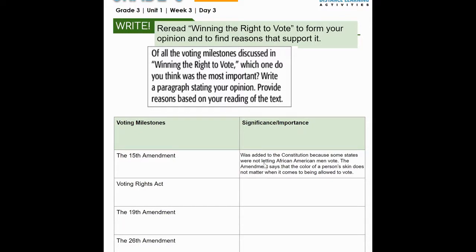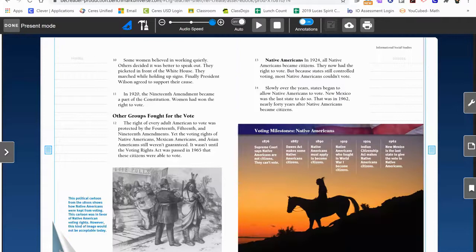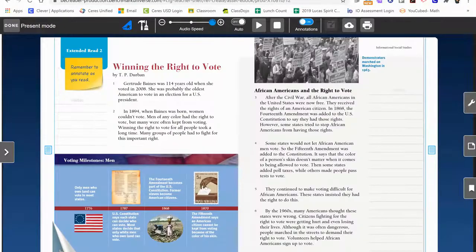So I did the first one for you just so you can get an idea of what I mean. So as I went back to the story, I looked for the 15th Amendment and I saw that it was on page 23 right here. So what's the importance of it? So it says some states would not let African American men vote, so the 15th Amendment was added to the Constitution. It says that the color of a person's skin doesn't matter when it comes to being allowed to vote. Okay, so that's the importance or what the 15th Amendment is.